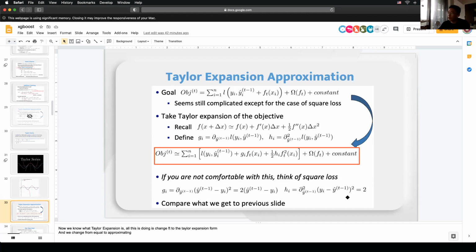Similarly for HI, taking 2 times the derivative is just a constant 2. So if you're unfamiliar with this number, you can think of this as 1/2 times 2, which makes this 1. And this is basically this.